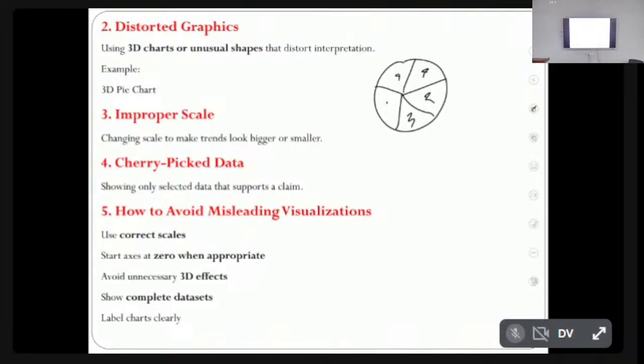Cherry pick data. Using the data to show a small amount of selected information.